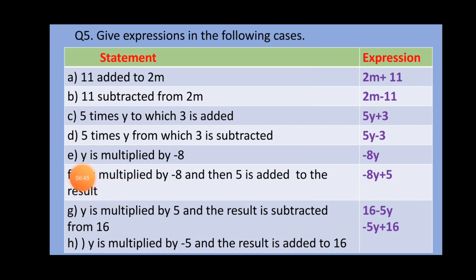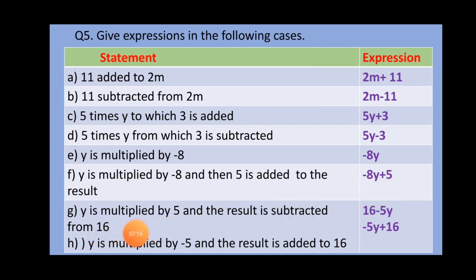Now here comes y is multiplied by minus 8. So y into minus 8 will give you minus 8y. The next statement is y is multiplied by minus 8, so first we do y into minus 8 and we get minus 8y, as we obtained in the previous statement. And then afterwards the statement is 5 is added to the result. So whatever we have got after multiplying, in that we will add 5.